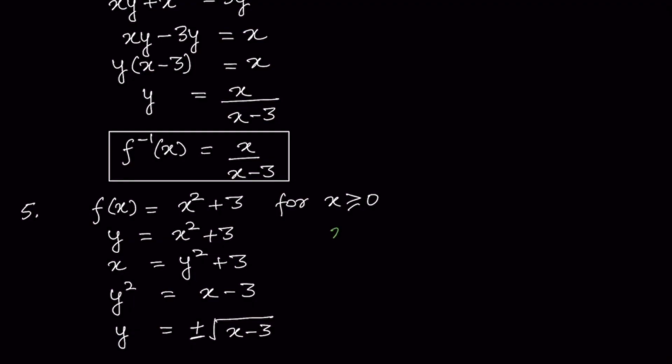So we had the condition that x is greater than or equal to 0, right? So when I replaced my x and y, our condition is y is greater than or equal to 0. So our y is equal to square root of x minus 3. And we replace y by f inverse x. That is our inverse and done.